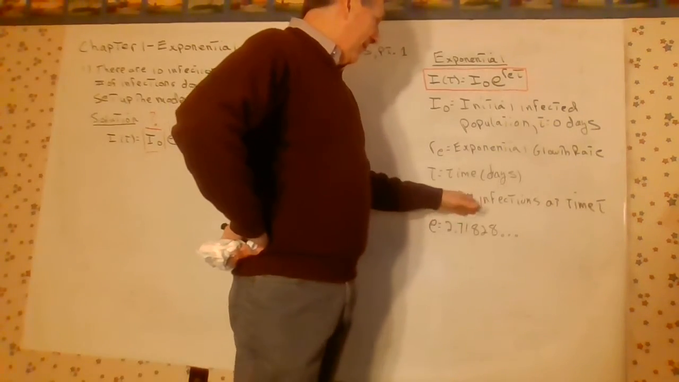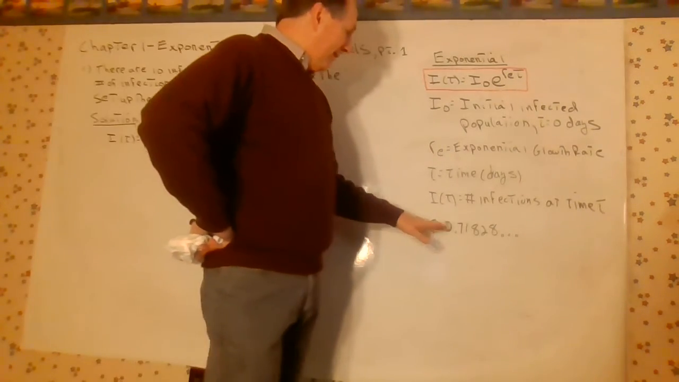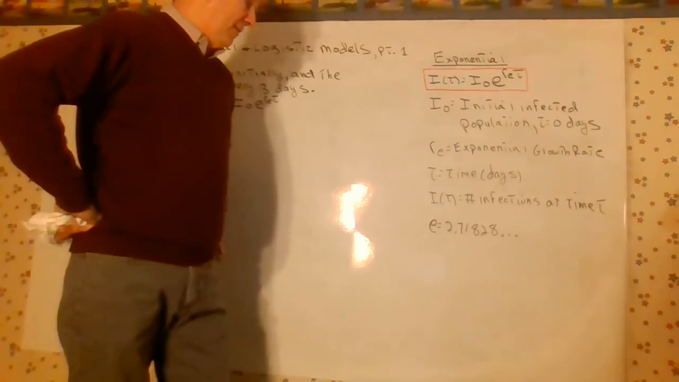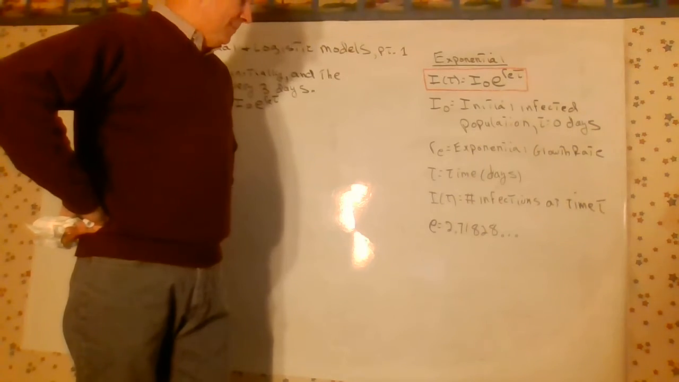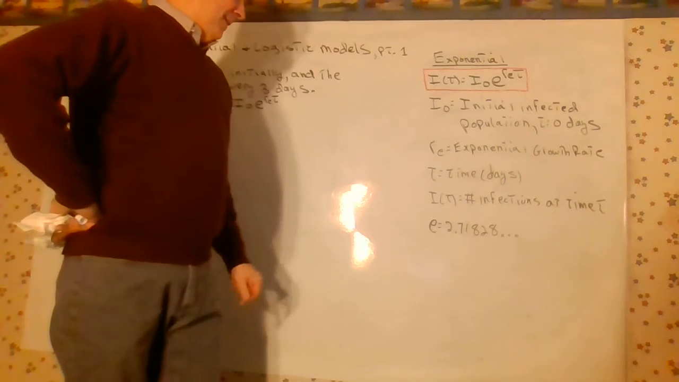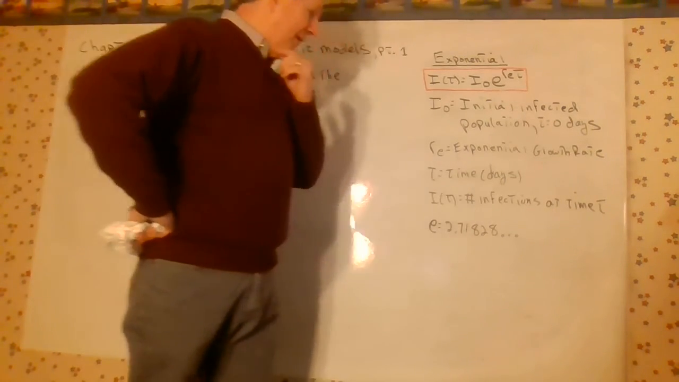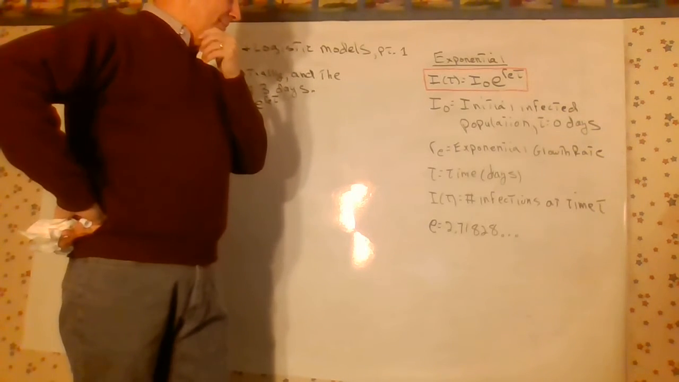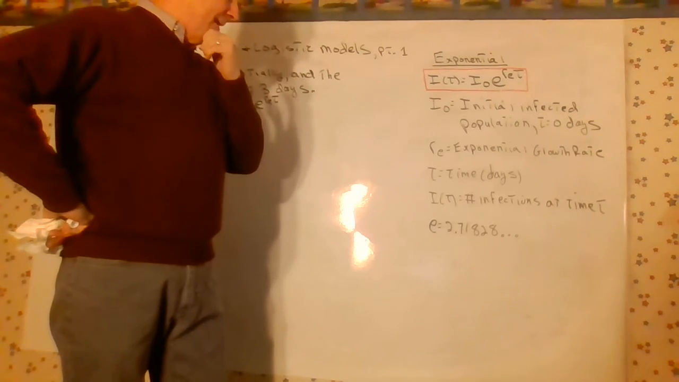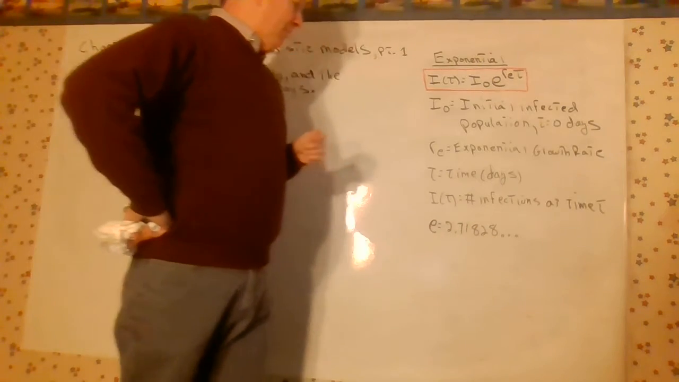I of t is equal to the number of infections at time t, and e is actually equal to 2.718828 dot dot dot. It's this interesting number. It's both transcendental and irrational like pi. It seems like an odd number. As time goes on, we'll discuss a little bit more of it, but suffice it to say, it's the most important number in all of mathematics, and as students' math education continues, it becomes more and more front and center.